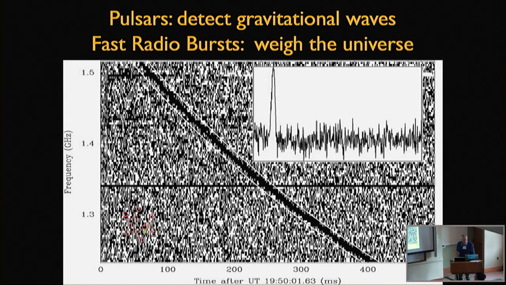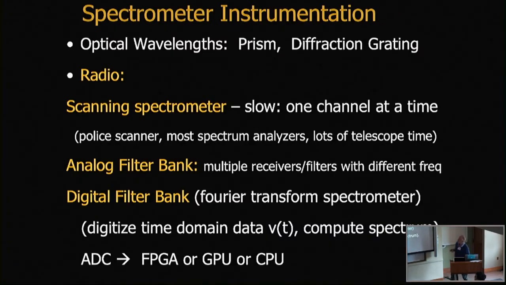So I want to say a little bit about how you build spectrometers. At optical wavelengths, I think all of you are familiar with spectrometers made out of prisms or diffraction gratings. That doesn't work well at radio wavelengths. The early spectrometers were what I call scanning spectrometers, where they would move from frequency to frequency, one frequency at a time, like a police scanner.